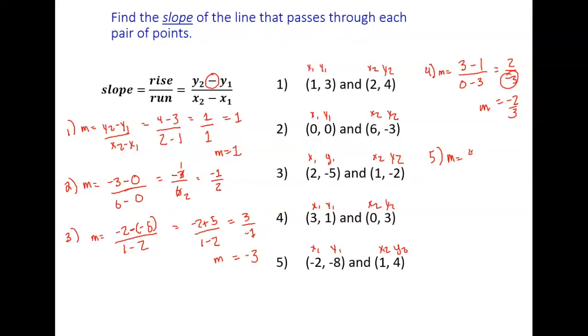So let's do the last one. Y2 is 4, take away a negative 8, over x1, which is 1, take away a negative 2.